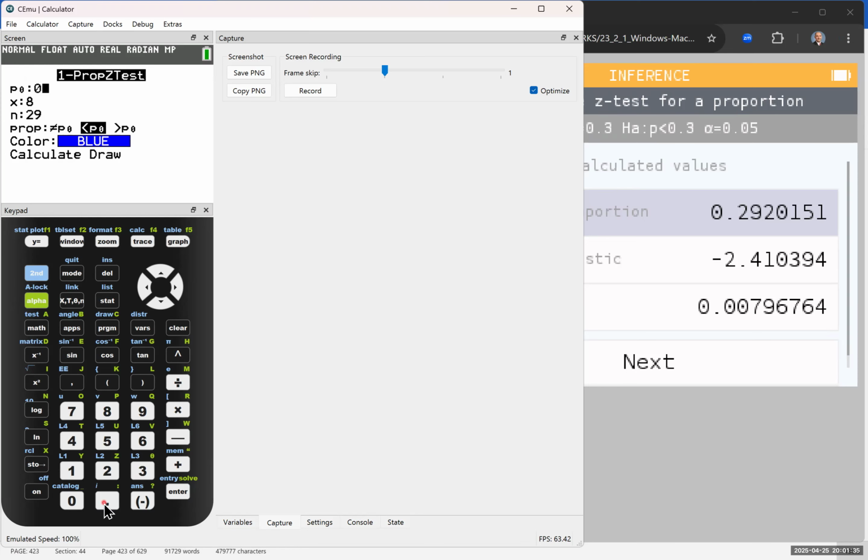This value is 0.3 with 5,588 successes out of 19,136 sample size. It looks like it's already set to the population proportion less than 0.3. That's our alternate hypothesis, so that looks right. So we'll hit calculate. We get negative 2.410394 with a p-value of 0.00796764. Yep, that looks right.